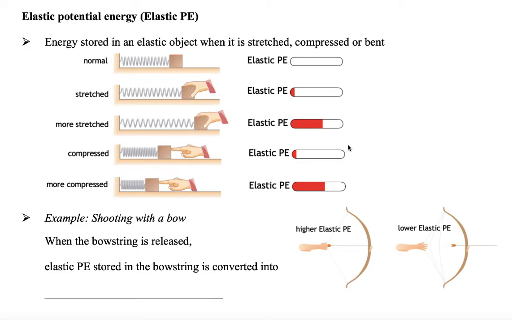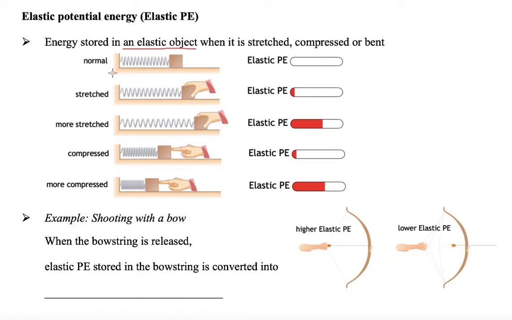Hey students, let's continue our discussion of mechanical energy. In the last video, I introduced kinetic energy, KE, and gravitational potential energy to you. This time, I would like to introduce elastic potential energy, elastic PE. It is the energy stored in an elastic object when it is stretched, compressed, or bent.